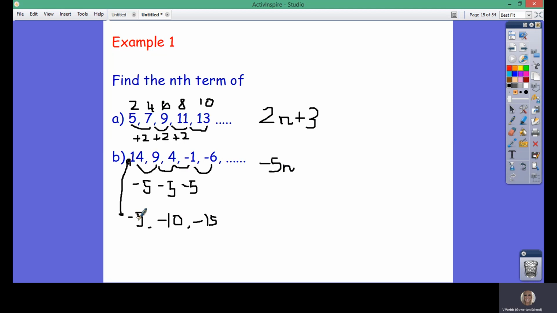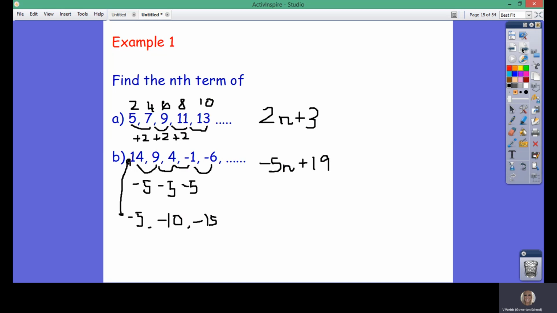Well, minus 5 add 19 gives me 14. So I have to add 19 on to minus 5n to get the number in the sequence. So the rule is minus 5n add 19. Let's check it with the second one. To go from minus 10 to 9, well, yeah, I have to add 19 to it. Okay, so those are linear sequences because the gap is the same.